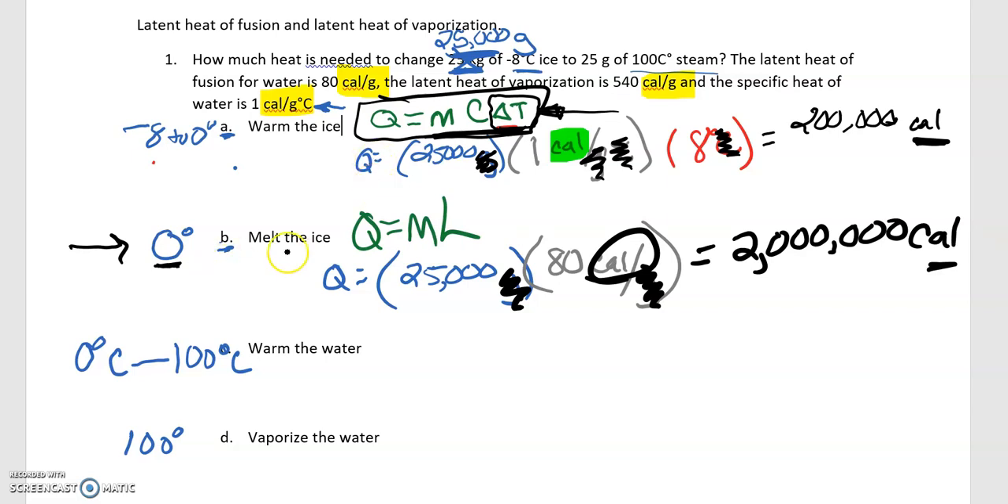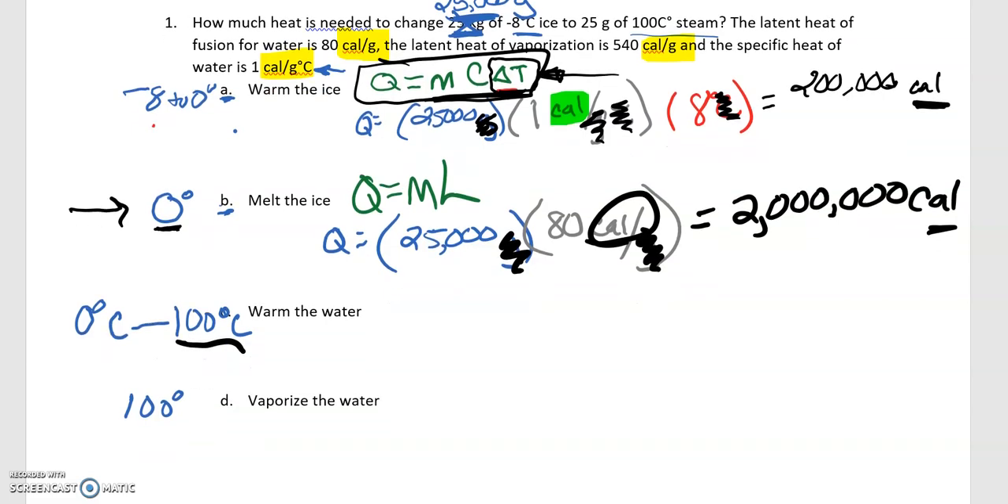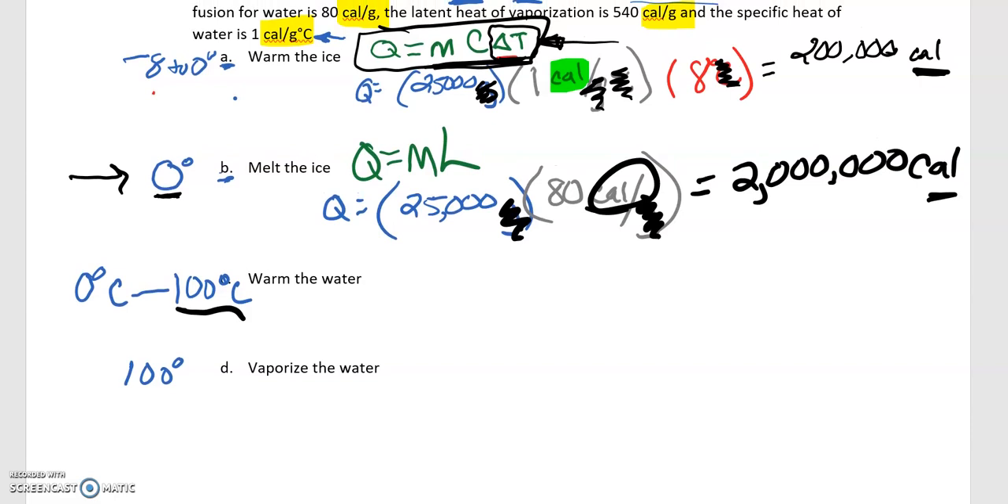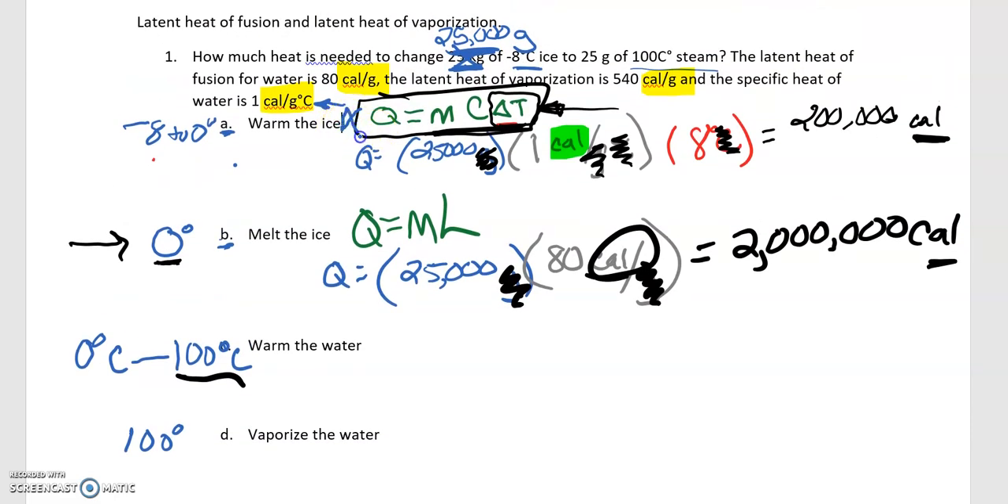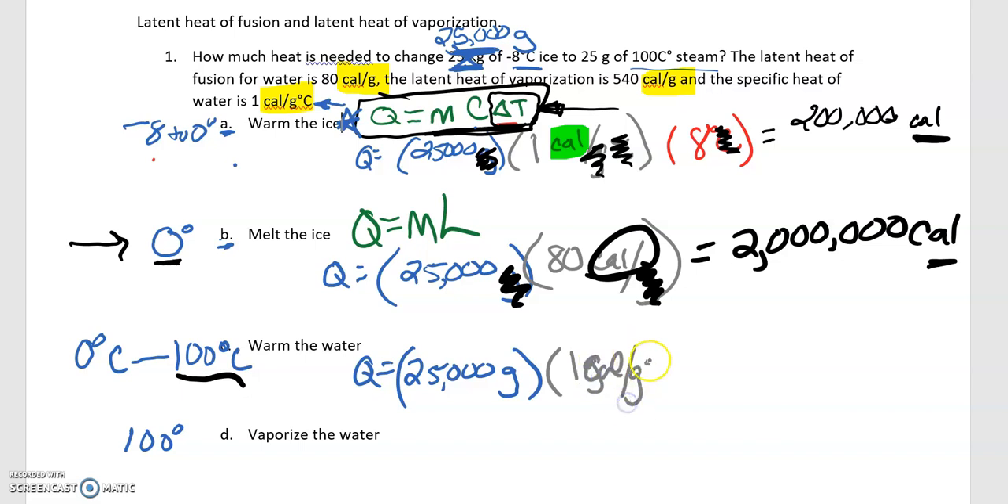Okay, so once we get through melting the ice, now we're going to start with water that's at 0 degrees Celsius. It's going to be very cold. And then we have to warm that water clear up to 100 degrees Celsius so that we can get it to its next phase change. But we have to put in heat energy in order to do that. So now we're going back to our first equation here. Our mass is still 25,000. Our specific heat is still 1 calorie per gram degree Celsius.